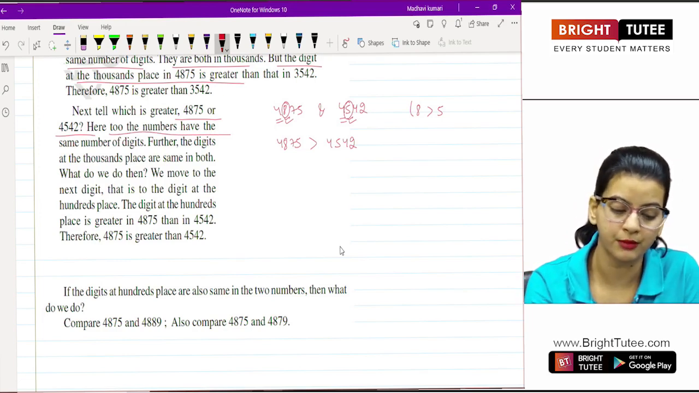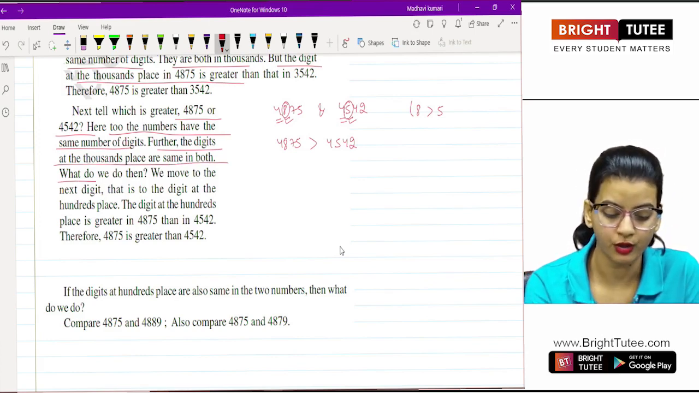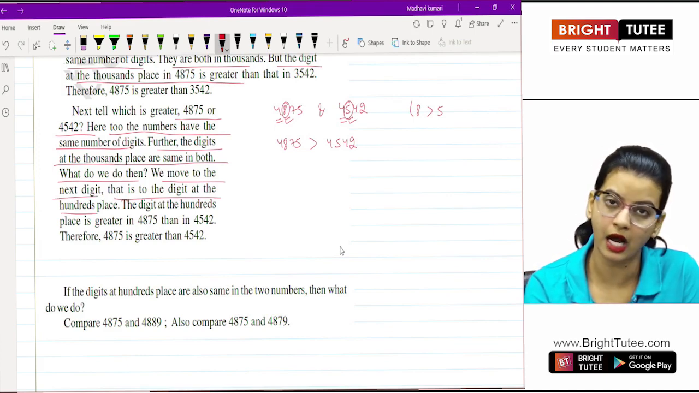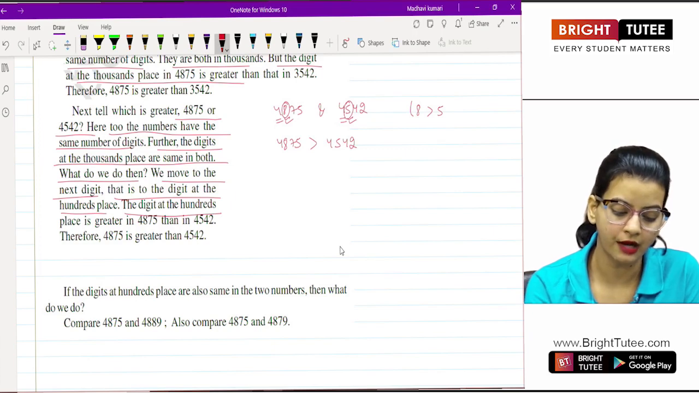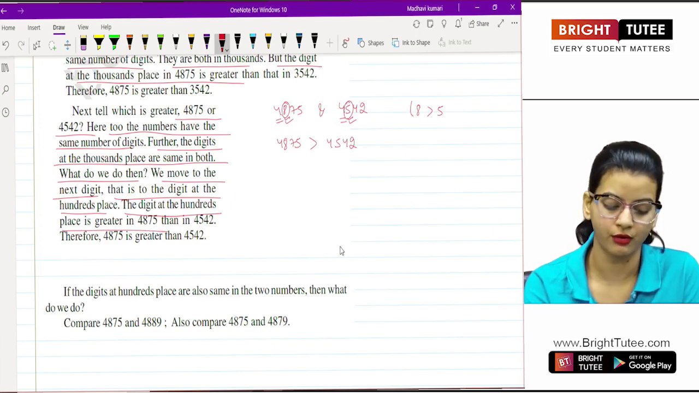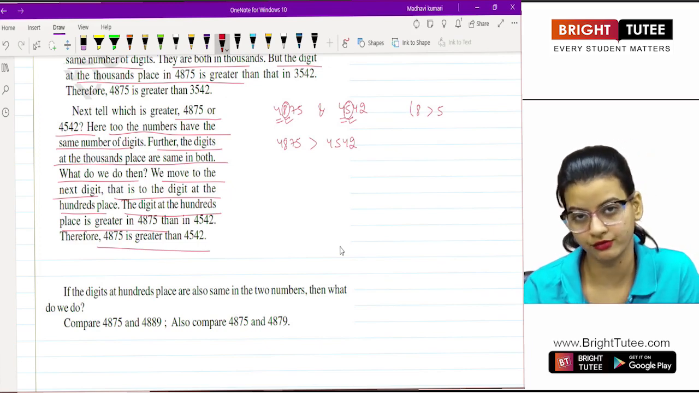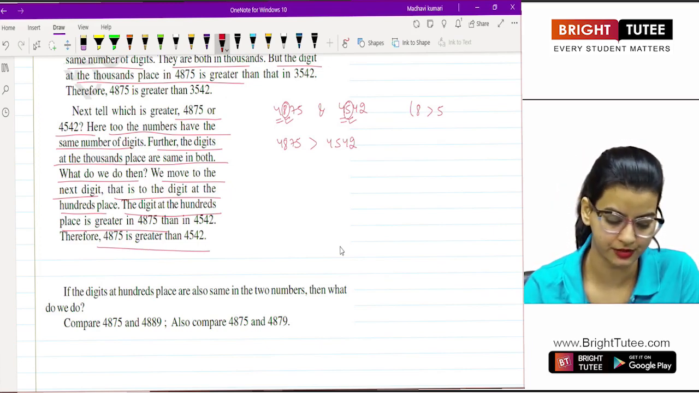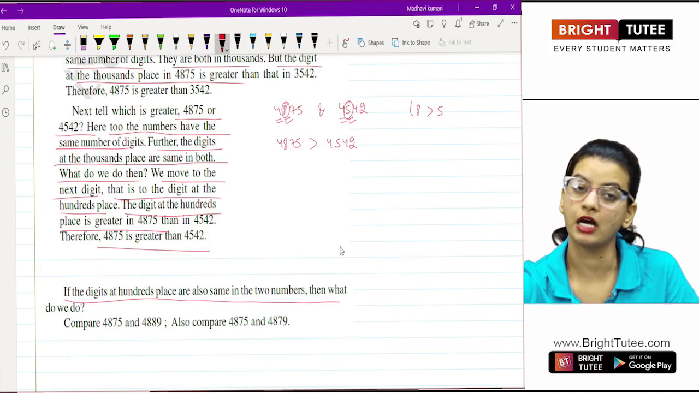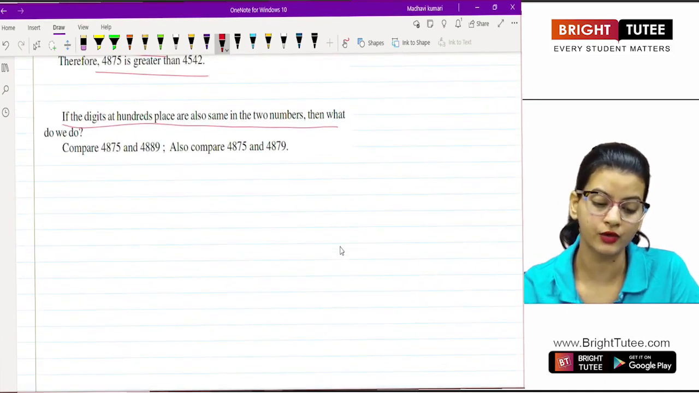Here too the numbers have the same number of digits. Further, the digits at the thousands place are the same in both. So what do we do then? We move on to the next digit, that is the digit at the hundreds place. The digit at the hundreds place is greater in 4875 than in 4542. So 4875 is greater than 4542. Now, if the digits at the hundreds place are also the same in two numbers, then what do we do?